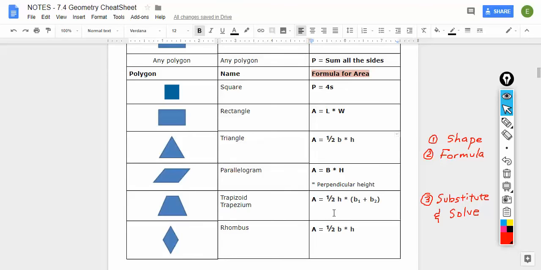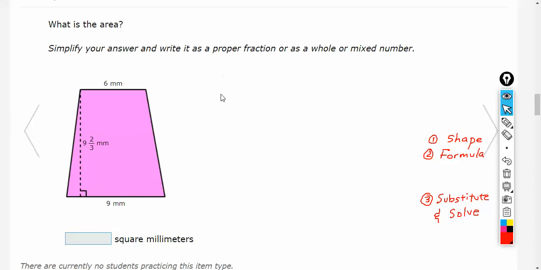Okay, so that's half times height, and you could put the times in here if you want to. Half times height times. So what we are talking about is area equals half times height times the sum of the bases.